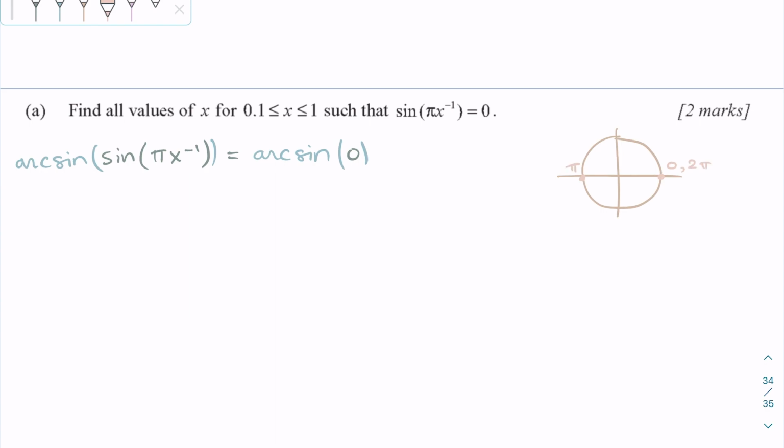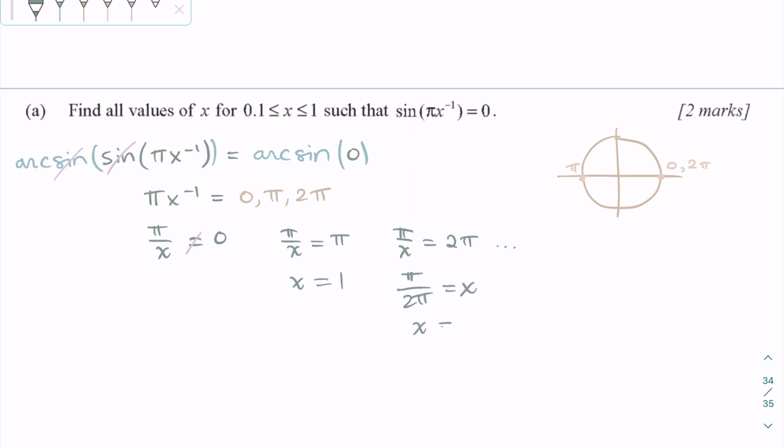Sine is 0 at 0, pi, 2 pi, etc. We can write out all of these possibilities. We can then continue to isolate x. So the first equation is never 0, so we can exclude that. The others come out to be 1 and 1/2.